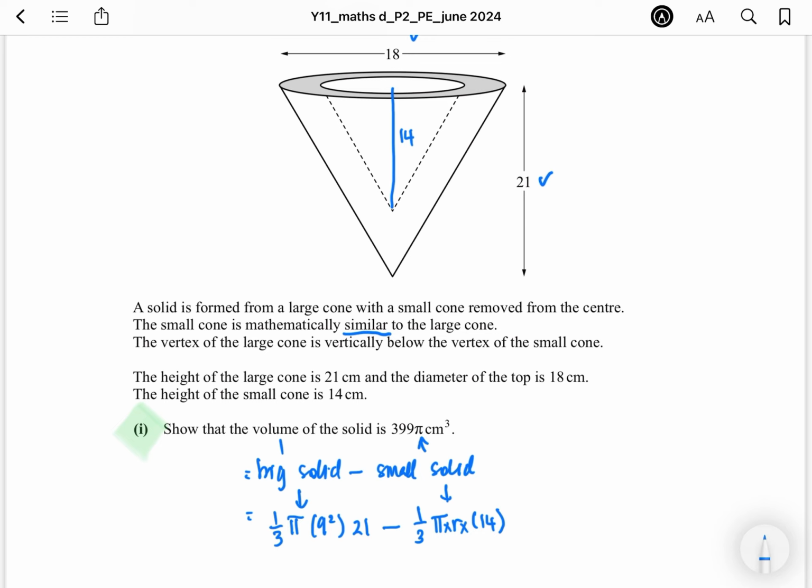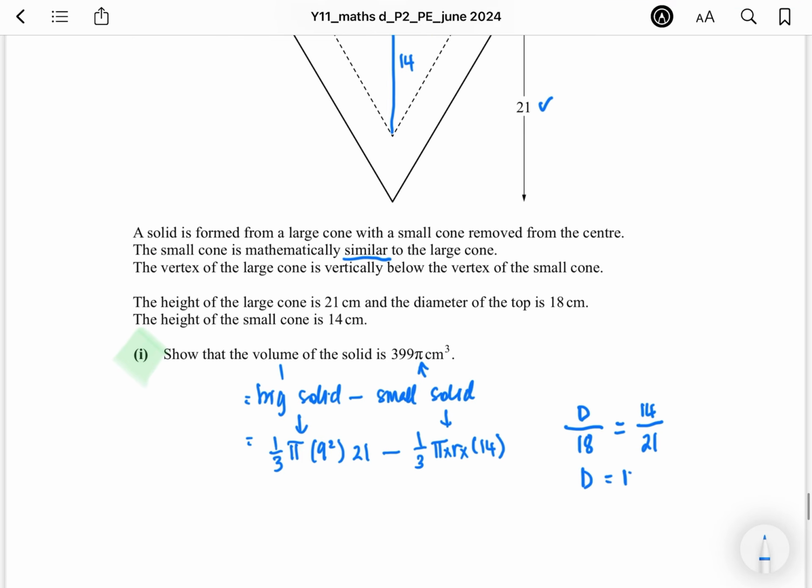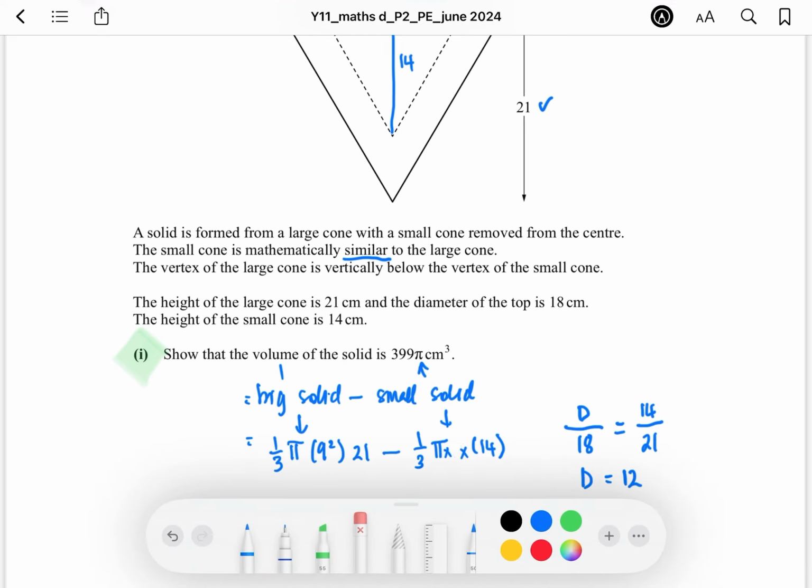Okay, so the diameter of the small solid over the diameter of the bigger solid equals the height of the smaller solid over the height of the bigger solid. Multiply both sides by 18, and you should get the diameter of the small solid is equal to 12, which we can now replace with 12. Simplify this.